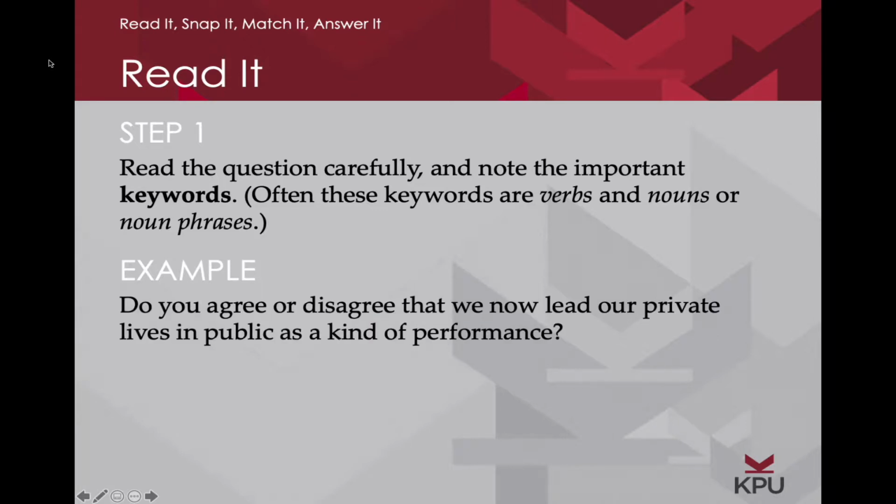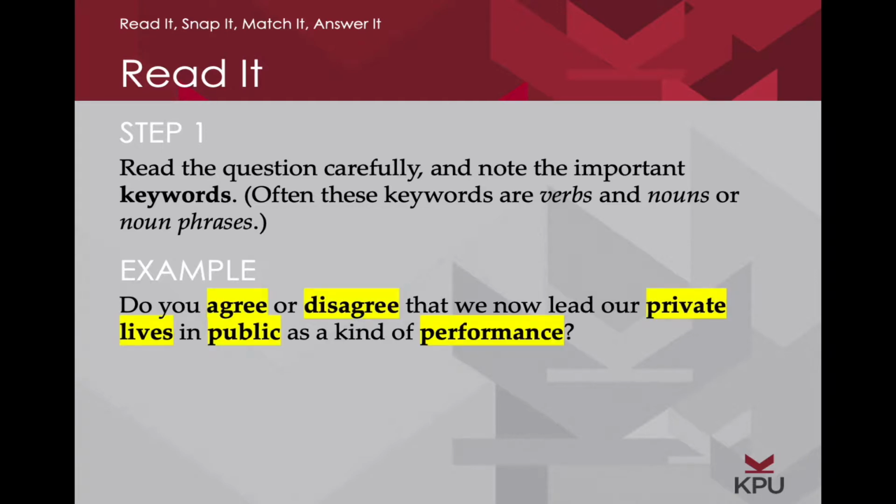Okay, let's look at a more complex question, a kind of essay type question. Do you agree or disagree that we now lead our private lives in public as a kind of performance? It's not entirely clear from the beginning what the question is asking, but if we apply this essential skill strategy and we do the first step, the read it part, we identify the keywords in the question. So if you apply that strategy to this question, you probably identify the following keywords: agree, disagree, private lives, public, performance.